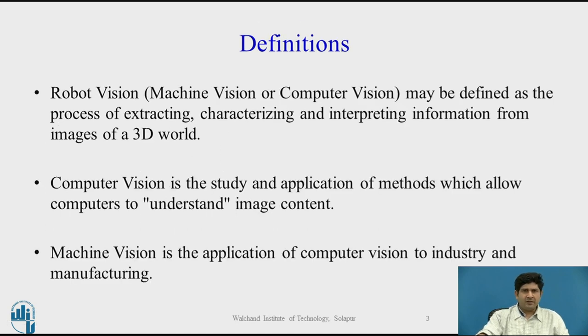So let us recall the definition of robot vision, computer vision, and machine vision. In fact, we had done this in the previous video. Like I said, in many cases, I've seen these definitions being used interchangeably. But I would define computer vision as the study and application of methods which allow computers to understand image content. And machine vision is the application of computer vision to industry and manufacturing. And robot vision, very specifically, is the application of machine vision for industrial robotic applications and now for mobile robot applications.